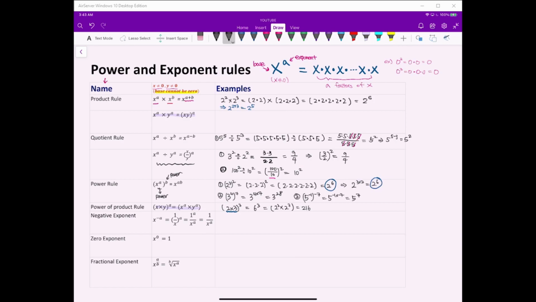Next rule is called the negative exponent rule. When we see a negative exponent, we can find the reciprocal of the base and distribute the power into the base, just like we use the distributive property from the power of product rule.